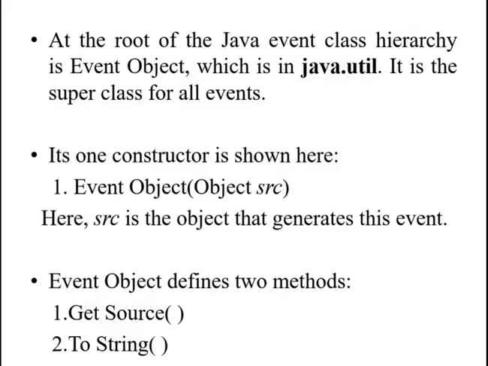At the root of the Java event class hierarchy is EventObject, which is in java.util. It is the superclass for all events. Its one constructor is shown here: EventObject(Object src). Here src is the object that generates this event. EventObject defines two methods: getSource and toString.